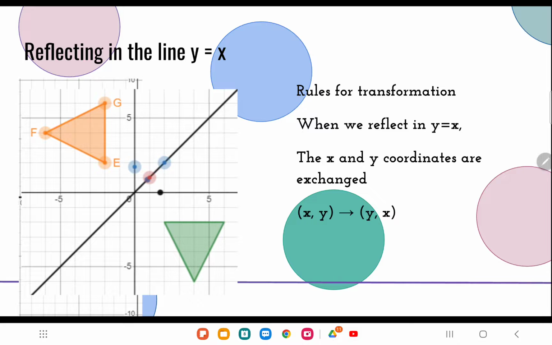Now we can also reflect in the line y equals x, and this is something you'll see a lot with inverse functions. When we reflect in y equals x, the x and y coordinates are exchanged. Therefore, E is going to go from negative 2, 2 to 2, negative 2. This is a little bit easier to see with point G. Point G is back here at negative 2, 6, and it now will be at 6, negative 2. So just exchanging the x and y coordinates there to reflect in the line y equals x.